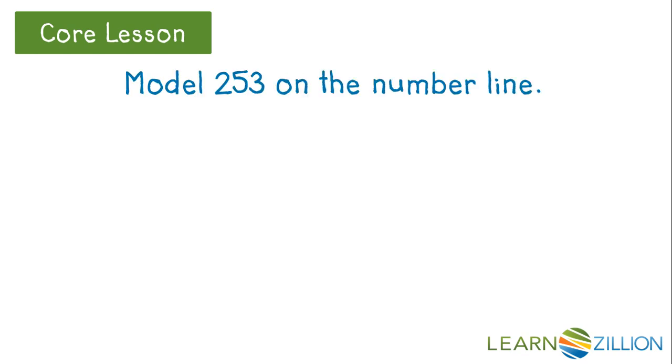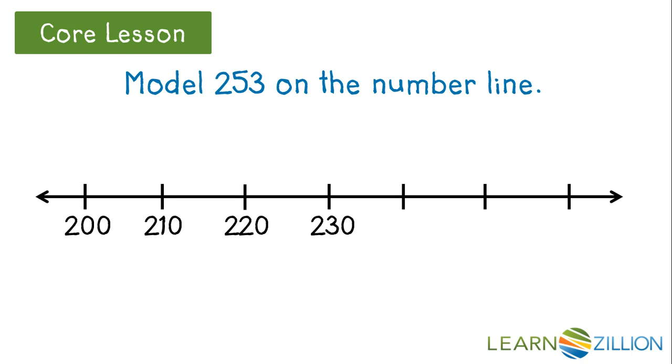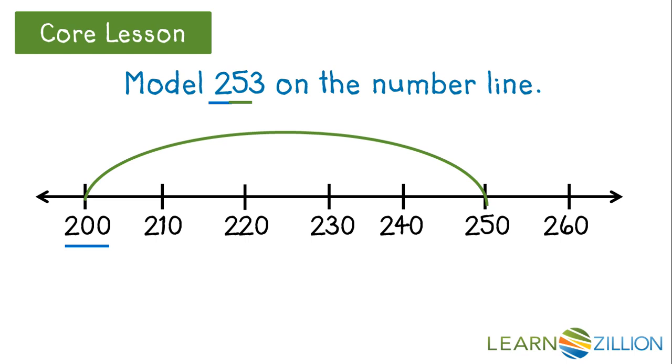Let's try 253 again, because there's a number of ways we can do this. Again, our number line is counting by tens. We're going to start at 200, but this time, instead of 5 tens, let's do 1 jump of 50. So we're at 250. We need 3 ones. 1, 2, 3, and we're at 253.